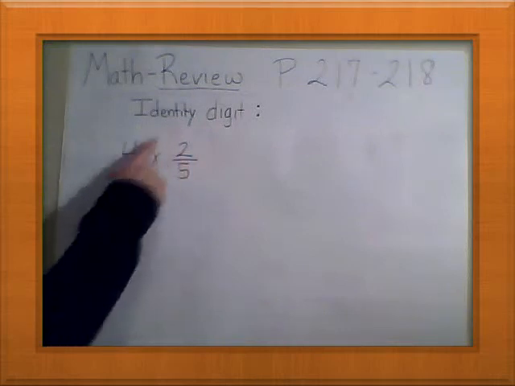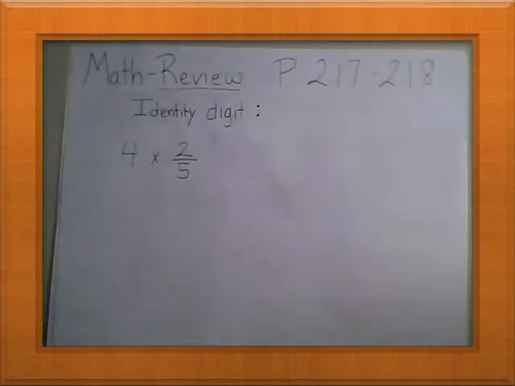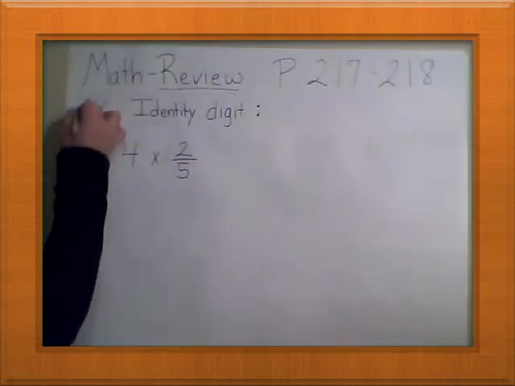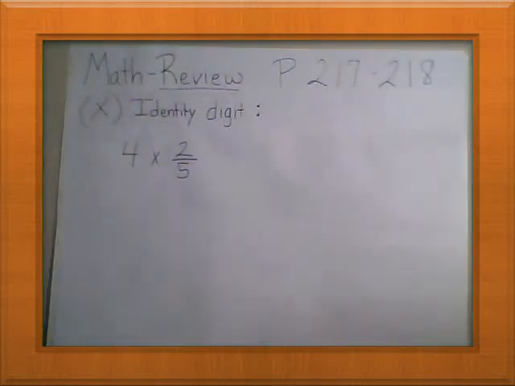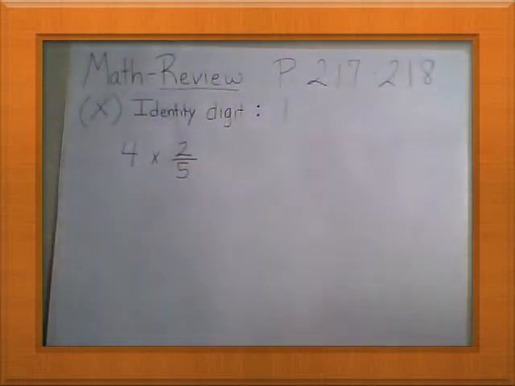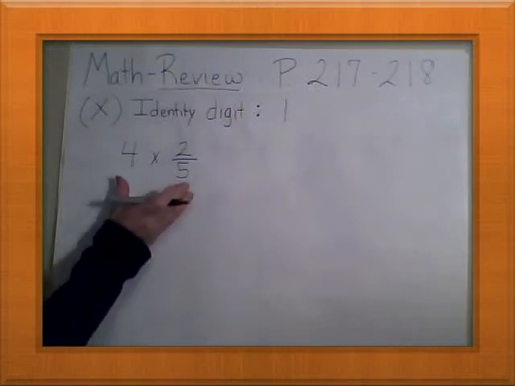We've talked about this. This is for multiplication. It's an identity digit when we multiply. And have you guessed what that digit is? It's the digit number 1. And the reason it's so important is because the identity digit in math, the number 1, when we multiply, does not change the answer. So let's look at our first problem.